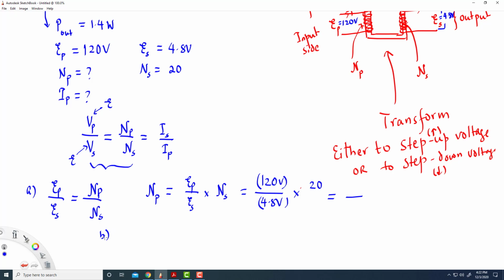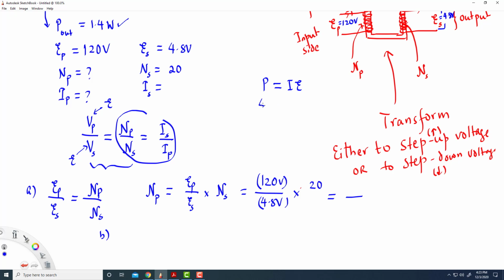And then to find the current, we don't have IP or IS. So to find IP we need IS, because we need to use either this formula or this equal to that. So to do that we need IP or IS. But we don't have both IP and IS. That means we first need to find one of them, but we can find them by using this power outlet. So we know that power is I times V or I times E.